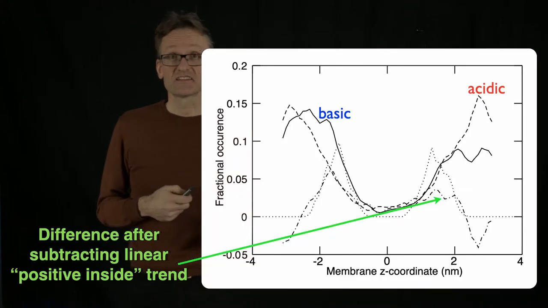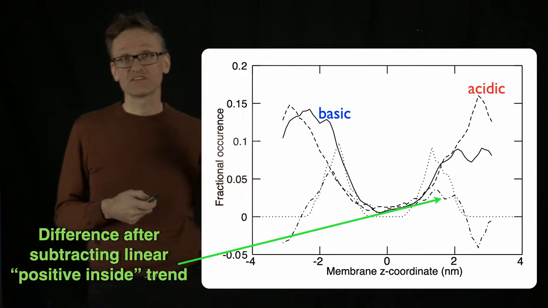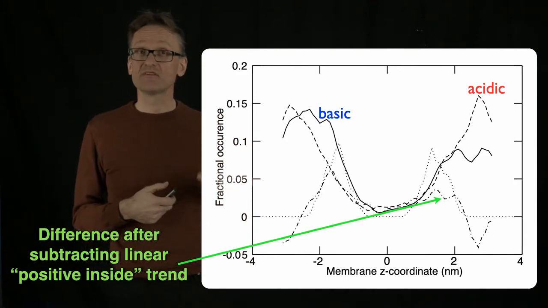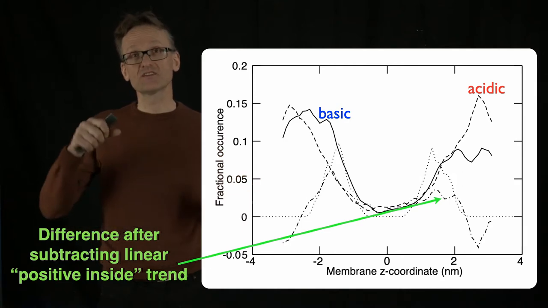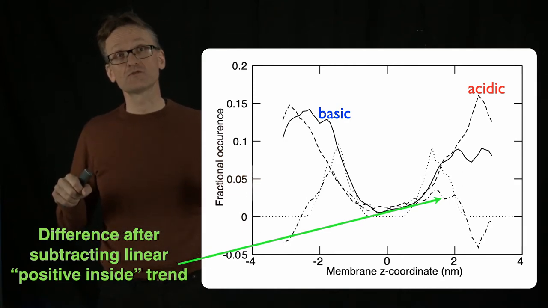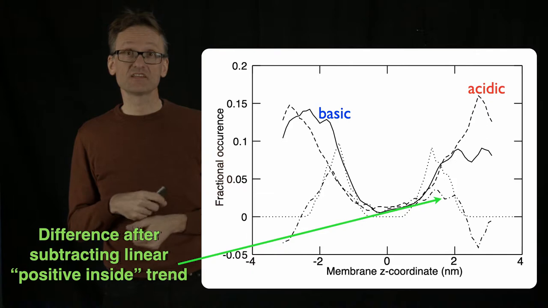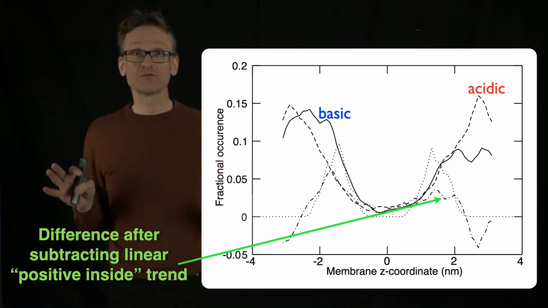Gunnar will later tell you about the positive inside rule. I'm not going to go through that in detail, but if you for a second buy that there are going to be more positive residues on the inside and more negative on the outside, we can calculate that statistics from the protein databank. This is over 10 years old results, and we definitely see that trend. But then we can subtract the overall trend, the difference between positive and negative ones, and see once we've removed that, where do they occur?